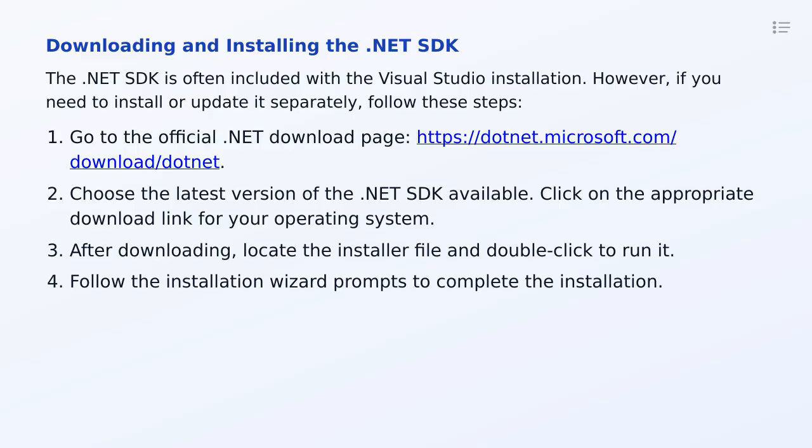Next, choose the latest version of the .NET SDK available. Click on the appropriate download link for your operating system. Then, after downloading, locate the installer file and double-click to run it. Finally, follow the installation wizard prompts to complete the installation.